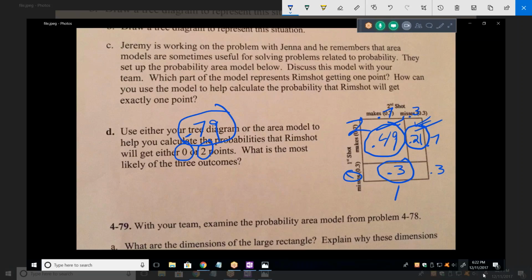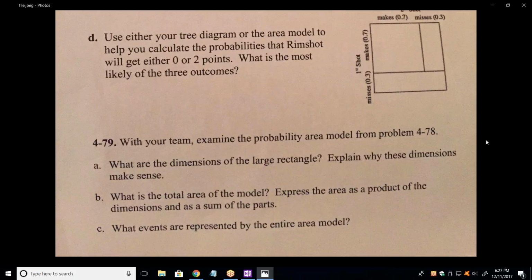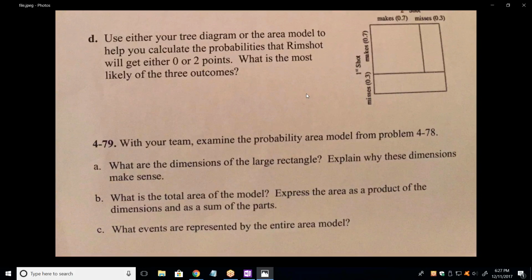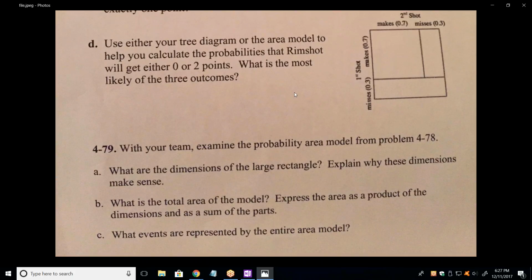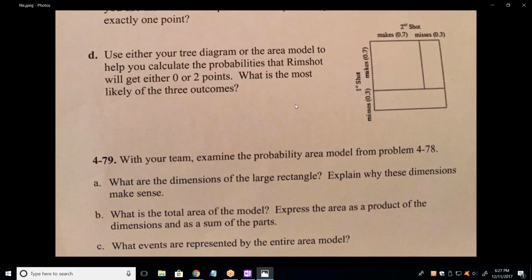All right. What's the most likely of the three outcomes? 0 points, 1 point, or 2 points? 2 points. Exactly. All right. Let me scroll down here. That's like for in-class problems. Well, we actually did that already. In other words, let's just review what I did.